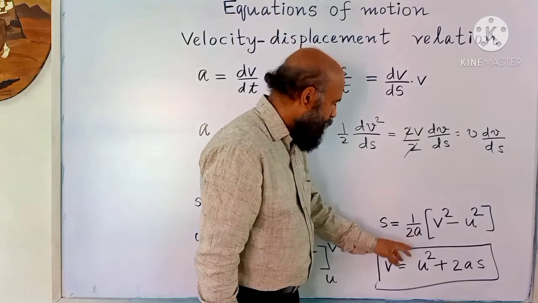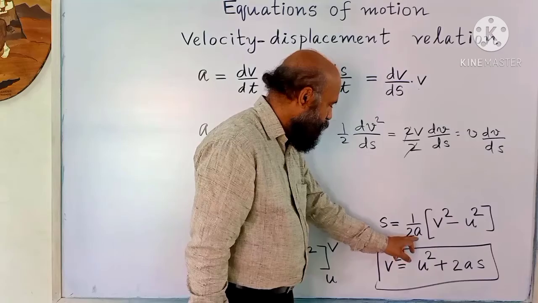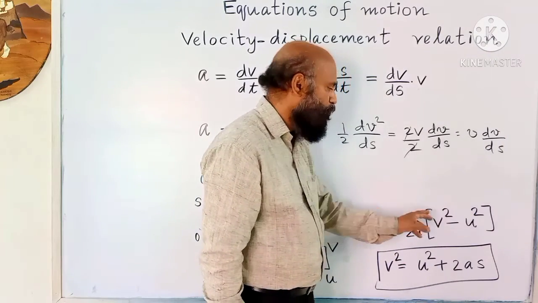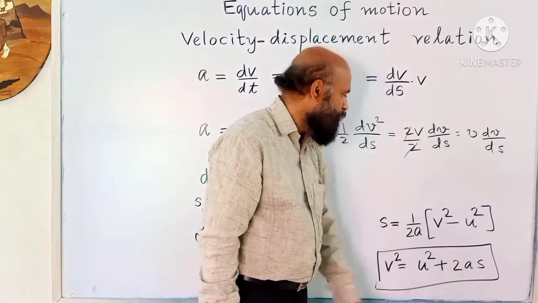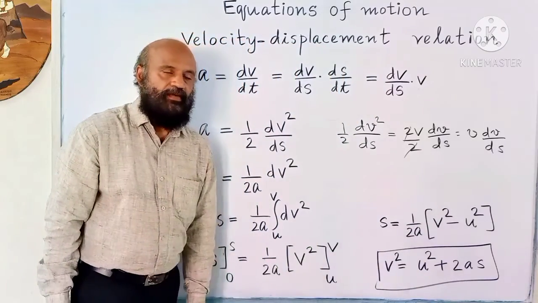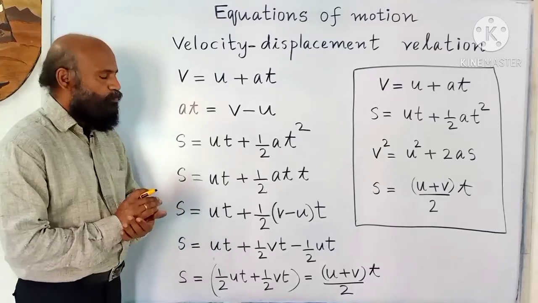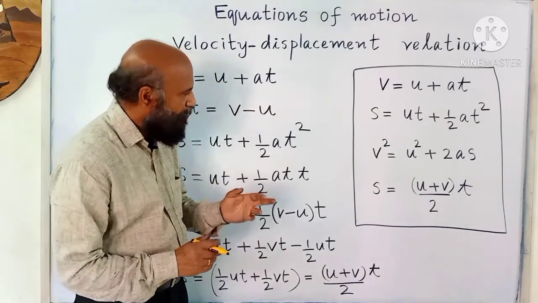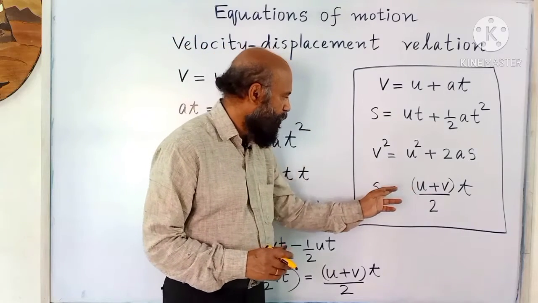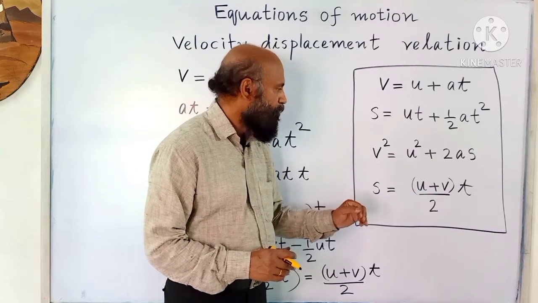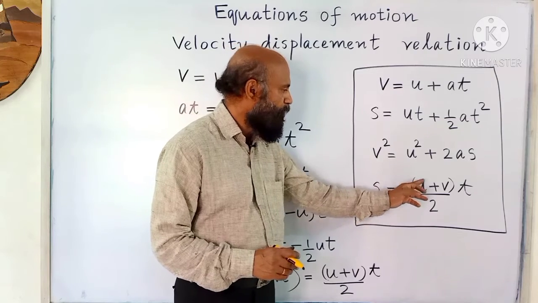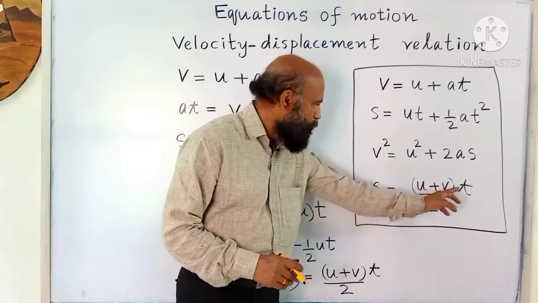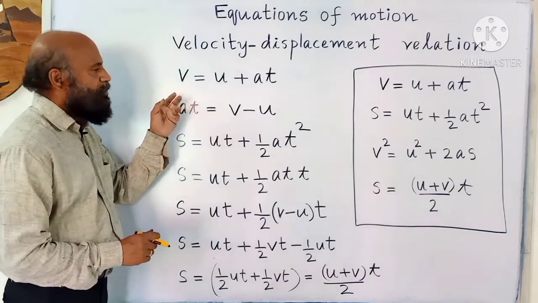Now after rearranging, you can write like this. Take this 2a to this side, so it will become 2as. Now minus u square to the other side, so v square is equal to u square plus 2as. Now one more relation is there, the relation connecting the average velocity and displacement. u is the initial velocity, v is the final velocity, so u plus v by 2 into t. Now let us derive that relation.